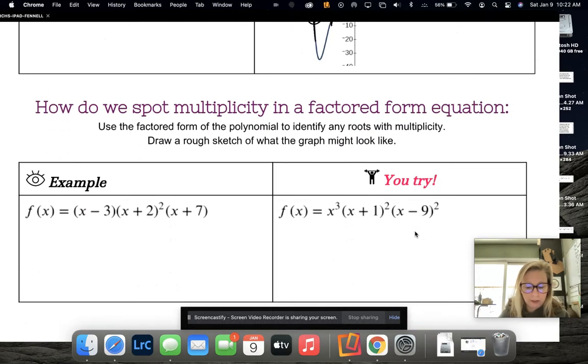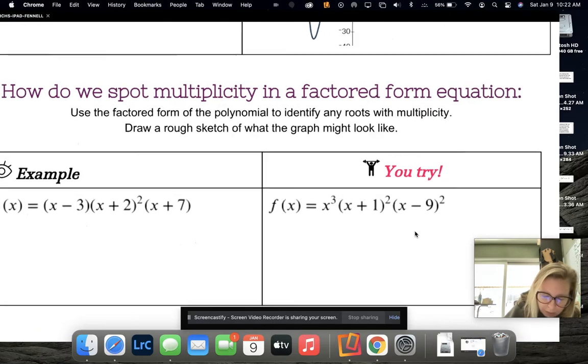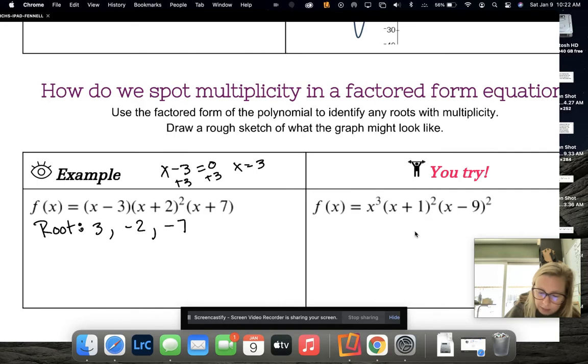All right, so when we're looking for this, we're going to identify what the roots are if they have a multiplicity, and then we're going to give ourselves a little rough sketch of what this thing might look like. All right, so what are the roots? Well, we know the roots are going to be zero product property, right? So we're going to set each of these terms equal to 0 and solve for those roots. So x minus 3, if we were to set this equal to 0, we would add 3 on both sides, and we'd get that x equals 3. So this root is 3, this one's -2, and this is -7.